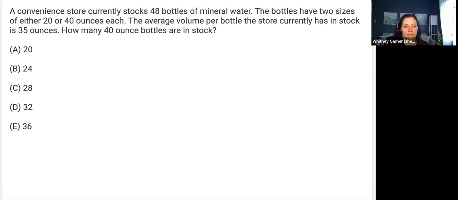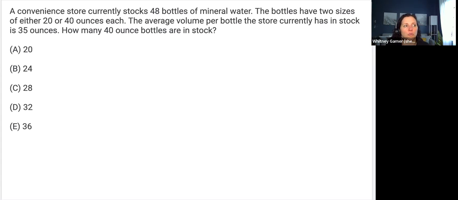All right. So let's take a look and try to identify how we are meant to know that this is a weighted average problem. A convenience store currently stocks 48 bottles of water, and they have them in 2 sizes, 20-ounce sizes or 40-ounce sizes. So two different types of bottles. And then we have the average volume per bottle is 35 ounces.